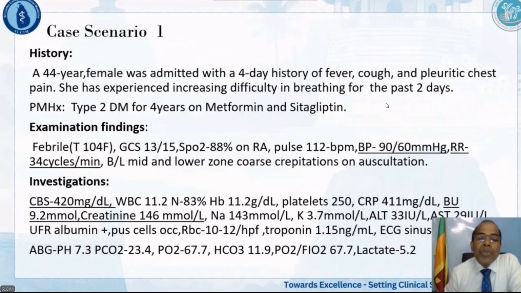White cell count shows neutrophil leukocytosis with normal hemoglobin and platelets. CRP was raised to 411 mg per deciliter. Blood urea and creatinine were also raised, keeping with acute kidney injury, with normal electrolytes and liver transaminases. Her troponin was raised, 1.15 nanogram per milliliter, with ECG showing sinus tachycardia. ABG shows type 1 respiratory failure with metabolic acidosis, high lactate, and a PO2 FiO2 ratio of 67.7.